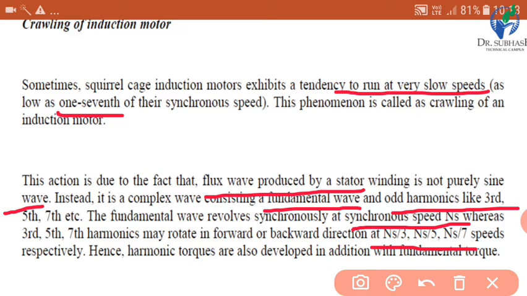Hence harmonic torques are also developed in addition to the fundamental torque. See, in addition to the fundamental torque, there are some other torques, and these are known as harmonic torques. Due to the third harmonic there is some torque, due to the fifth harmonic there is some torque, due to the seventh harmonic there is some torque. The torque produced due to harmonics is known as harmonic torque, and these torques are present in the motor.